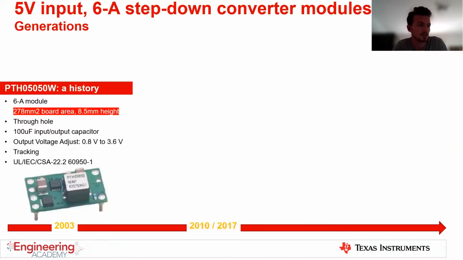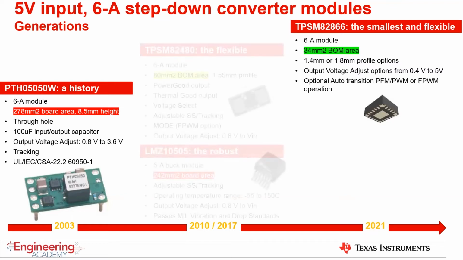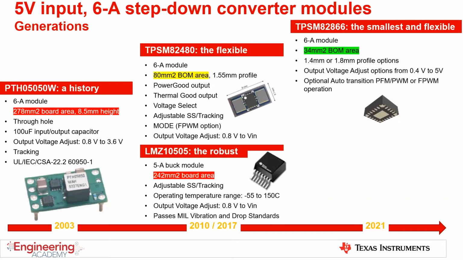Let's dive right into this. Over the years, step-down converter module solution size has been reduced for a 5-volt input, 6 amp output current from 278 millimeters square, as you can see on the left-hand side with the PTH module, down to 34 millimeters square with the latest low-profile TPSM82866. And here you see also other implementations.